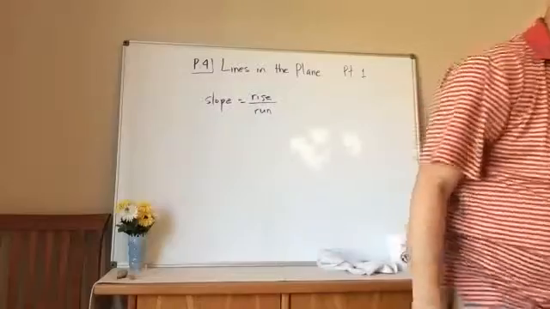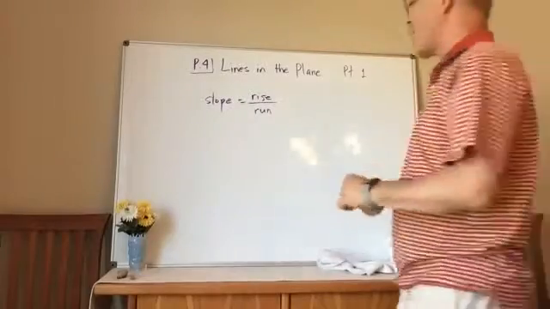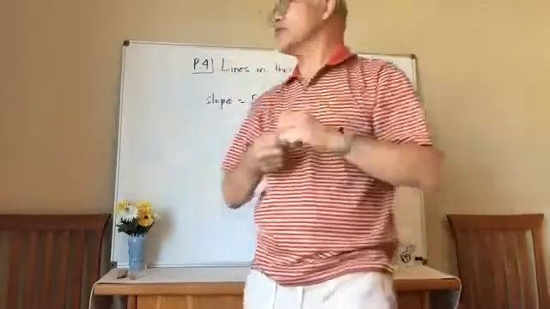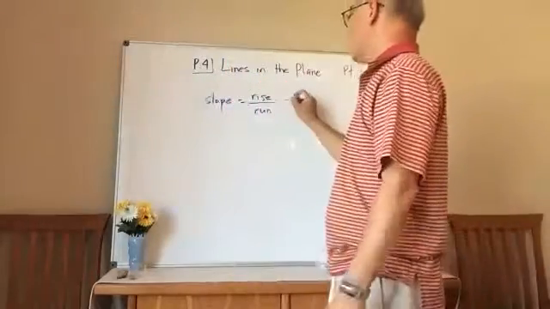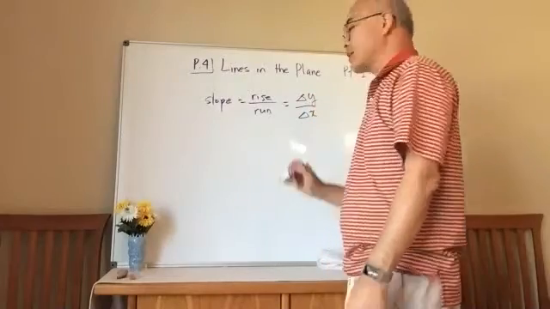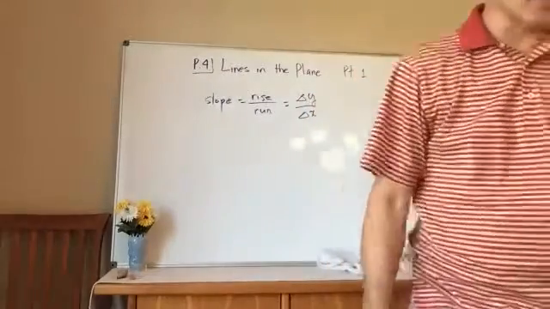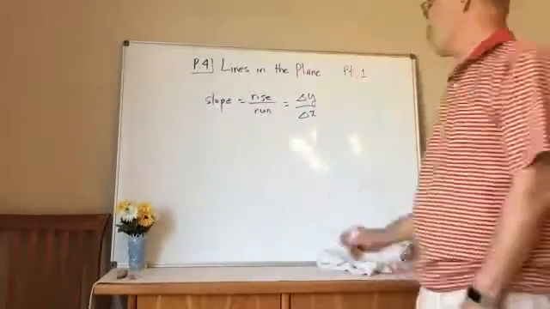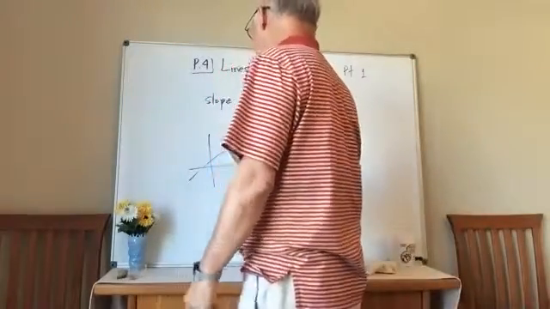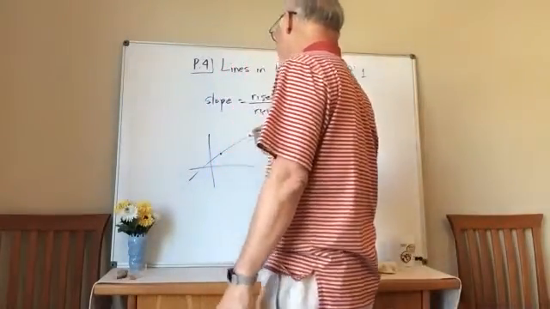Rise over run. So that's what we're talking about here. Rise, the y, over the run, where the run is the x. So we have delta y over delta x. This is the slope, okay?